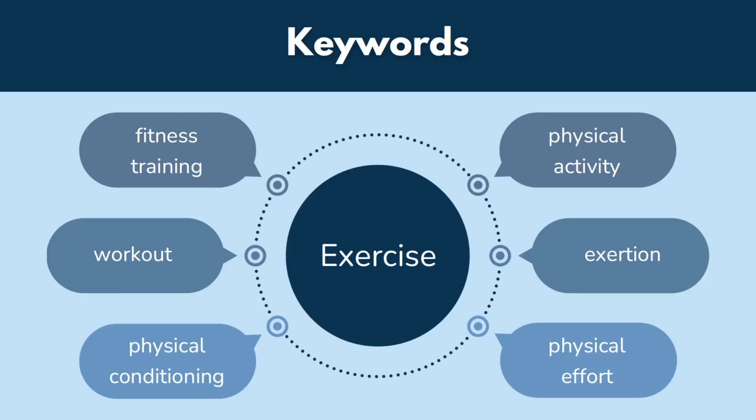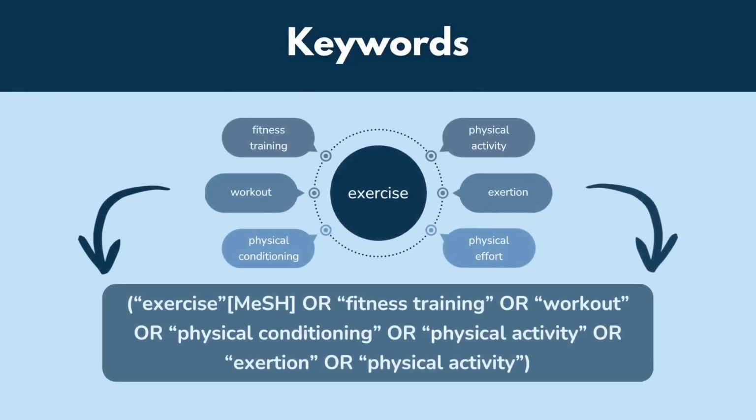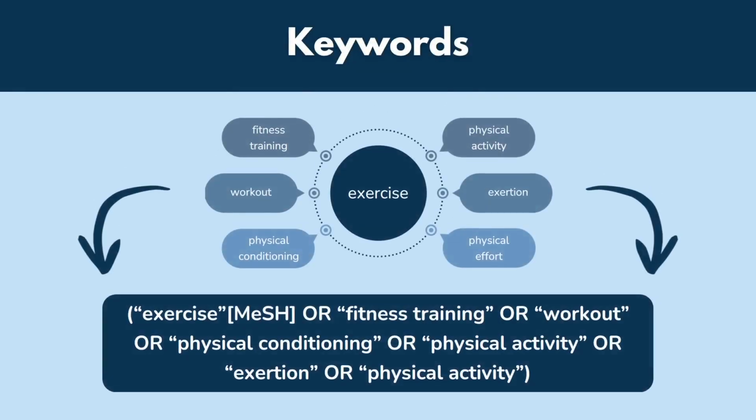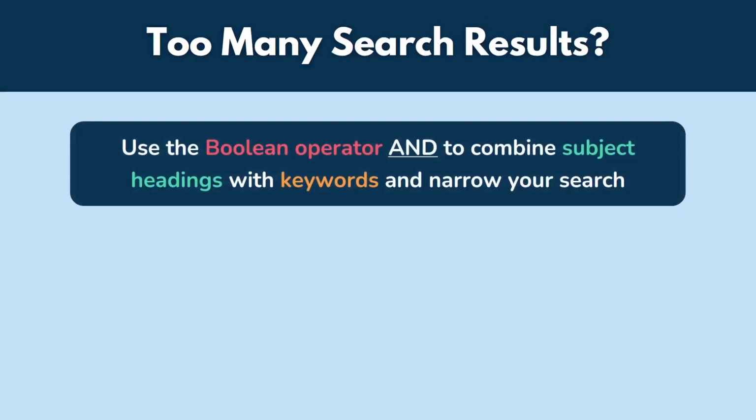Exercise has a plethora of similar terms that can be used in its place, as seen here. By including more keywords in your search, you can either expand or limit the amount of results your search retrieves. So what should you do if you're getting too many search results? To help reduce your search results, use the Boolean operator AND to combine your subject headings and keywords.